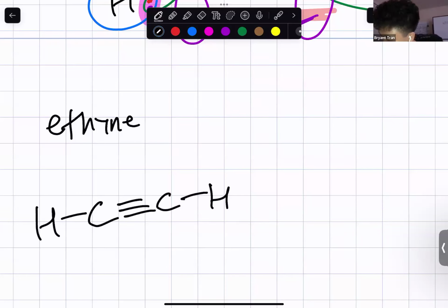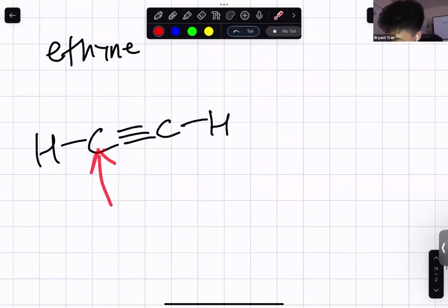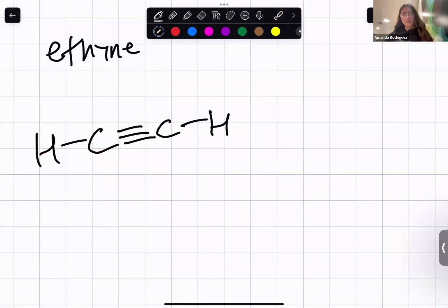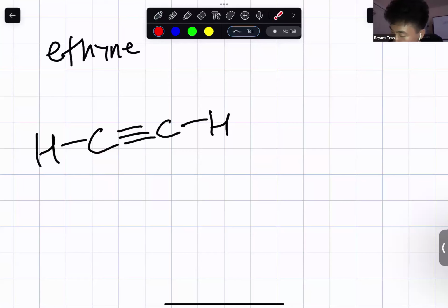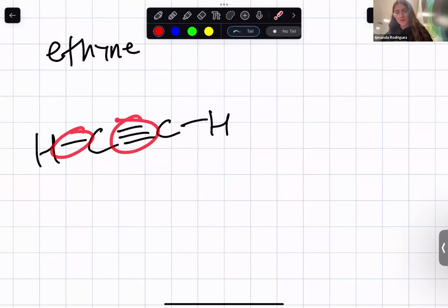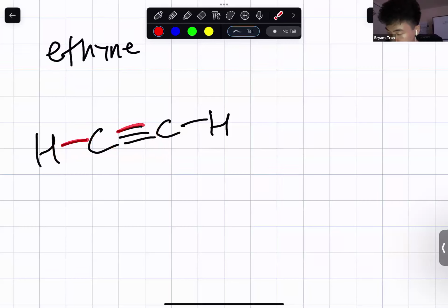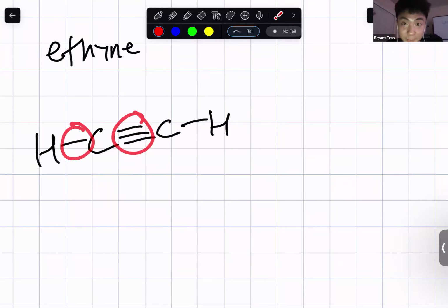What is the hybridization of this carbon here, Amanda? How many bonding groups does it have? It has 4 bonds, correct? 1, 2, 3, 4. But it will have 2 bonding groups. This is one bonding group. This is the second bonding group. Right. And with 2 bonding groups, it's going to be sp hybridized.